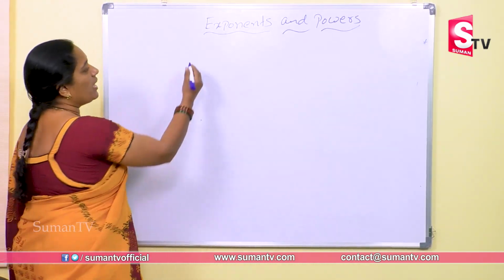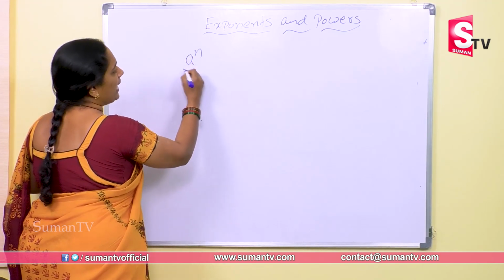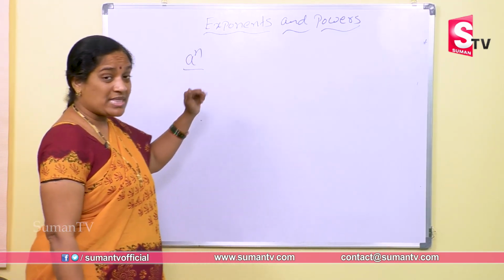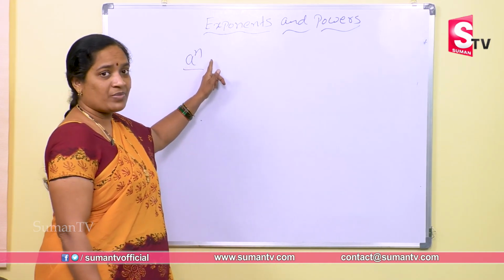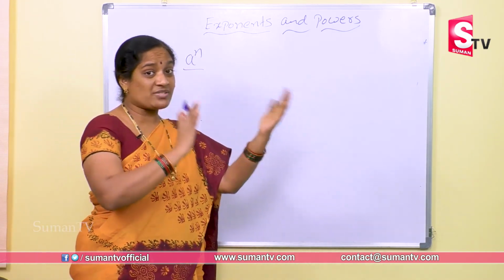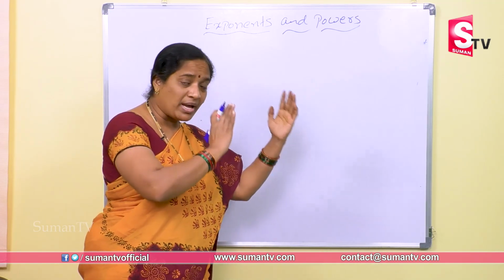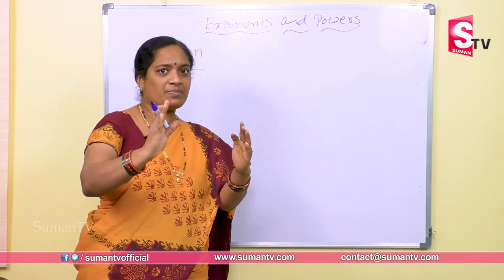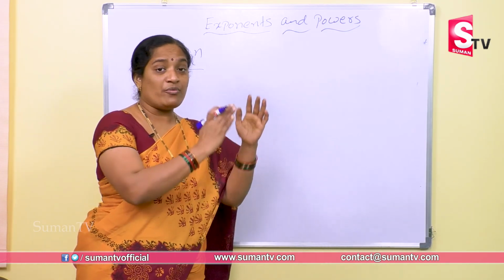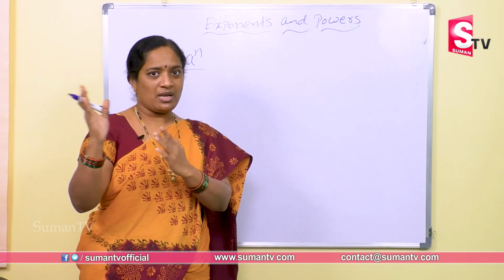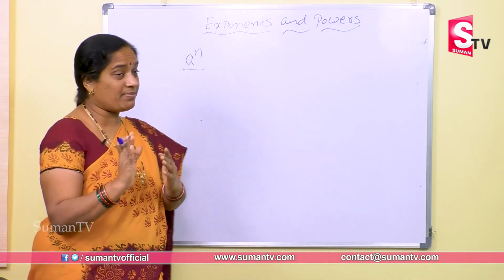Come on, look at a to the power of n. I said, the general form of exponential notation, a to the power of n. Now, it is like vice versa. When a number's multiplication is repeated, we can write it in short form. When it is given in a short form, we can write it in exponential notation. Hope everyone understood the relation between them.